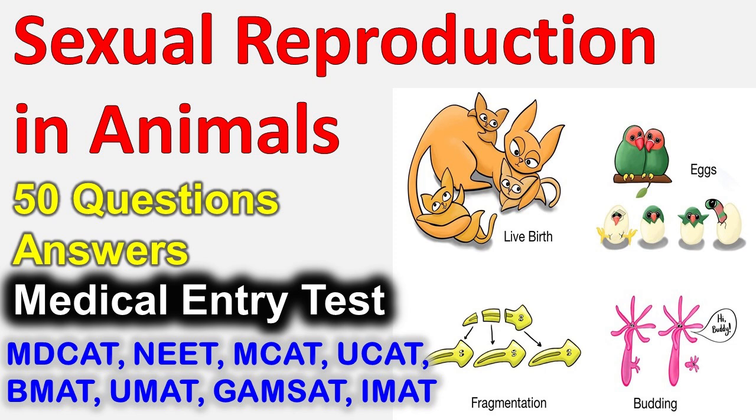Sperm cells, male gametes produced by males. These cells carry half the genetic material needed to create a new individual. Egg cells, female gametes produced by females. These cells carry the other half of the genetic material needed to create a new individual.